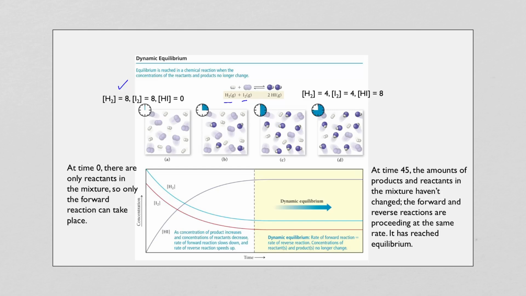After 30 minutes, we reach a point where we have 8 products forming. So if we look here, we have 8 HI, we have 4 H2 and 4 I2 left. Now notice after 45, everything is still the same, right? We still have 8 HI and 4 of each of the reactants. What this is telling me is that at this point, we've reached equilibrium.